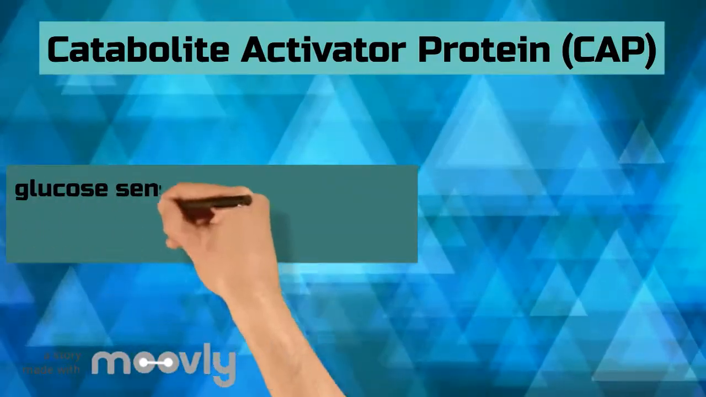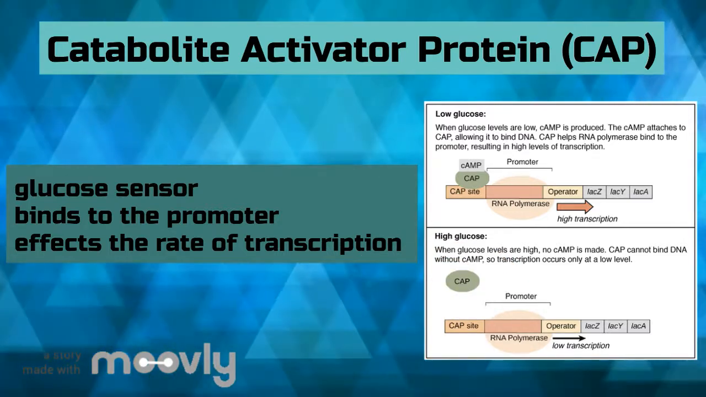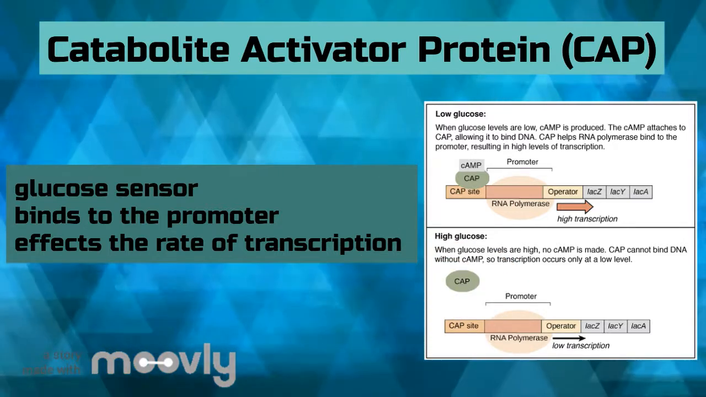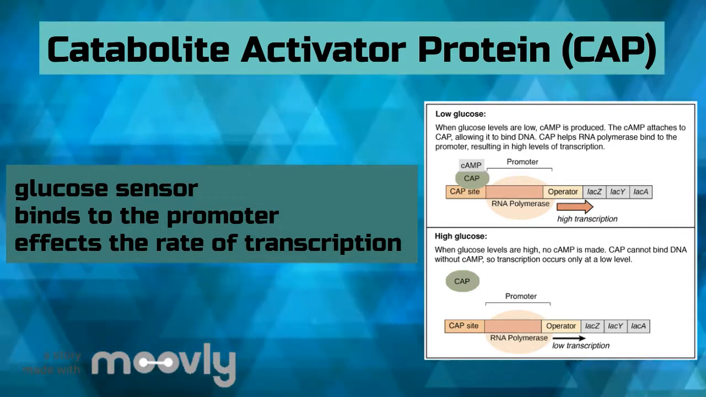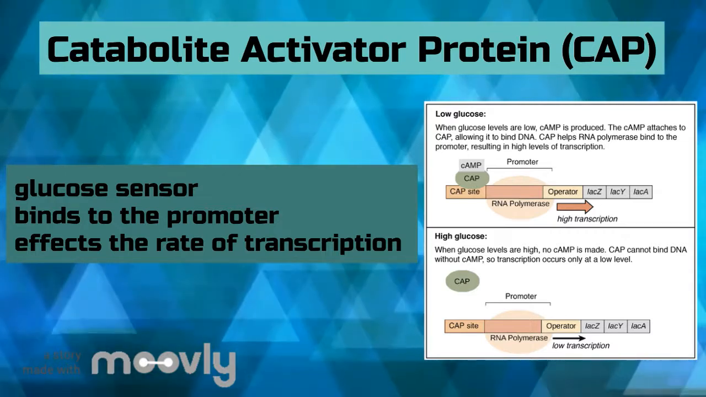When lactose is present, allolactose binds to the lac repressor and changes its shape so it cannot bind to the operator. CAP is a glucose sensor. It helps RNA polymerase bind to the promoter. Without it, the rate of transcription would not be very high. CAP binds to the promoter when cAMP is attached to it. cAMP is produced in low levels of glucose.